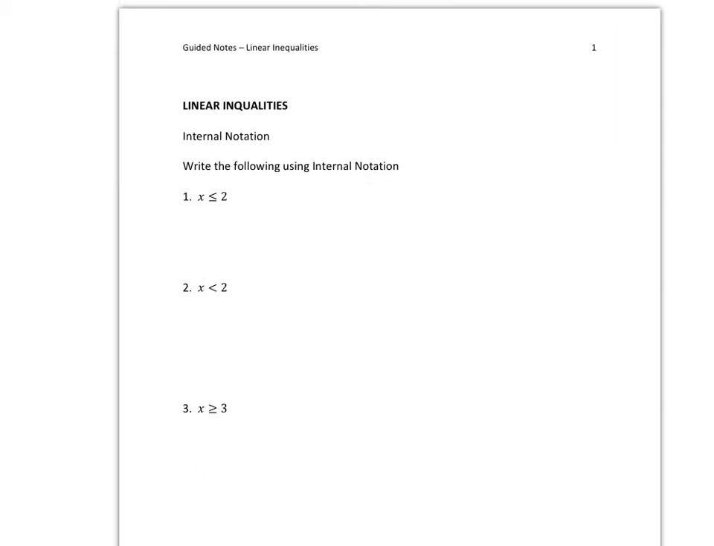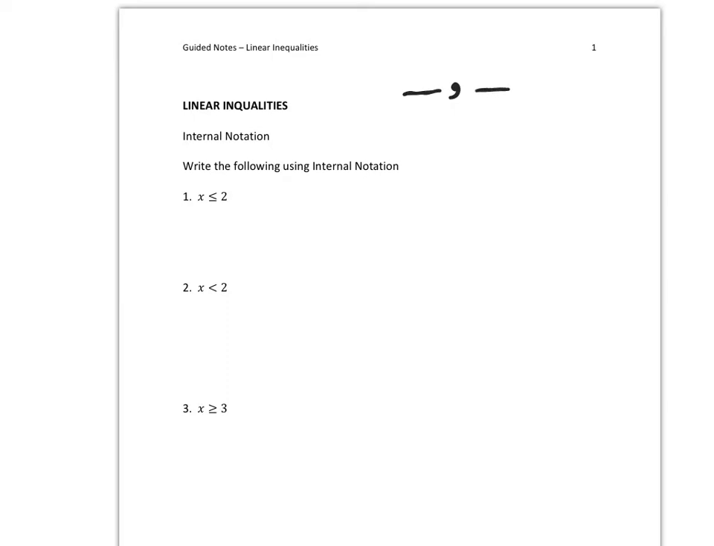Before we learn to solve linear inequalities, I would like to teach you how we will write our solutions. We will use something called interval notation. Interval notation looks like an ordered pair, so it's separated by a comma, and this will be where it starts, where it ends.